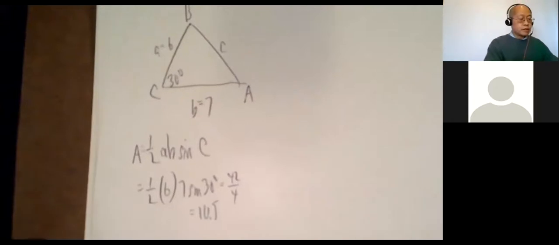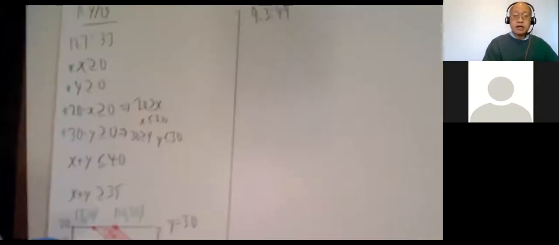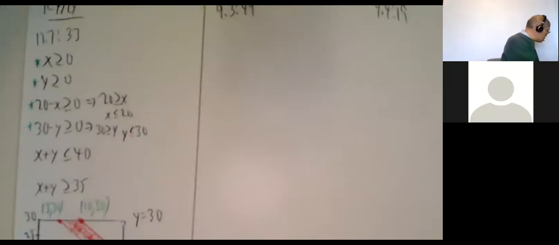9.3 number 49 and 9.4 number 19 were asked for. Okay, so let's take a look at that. 9.3 number 49, 9.4 number 19. Let's see how much of that I'm willing to do.